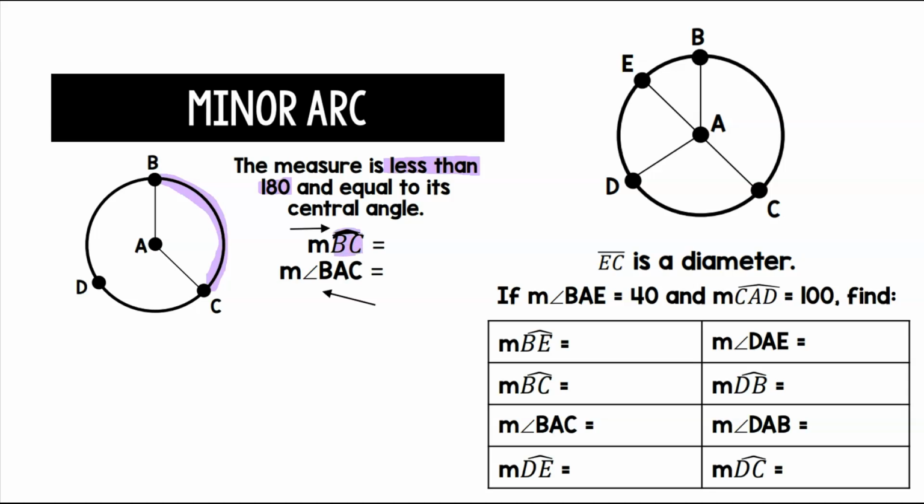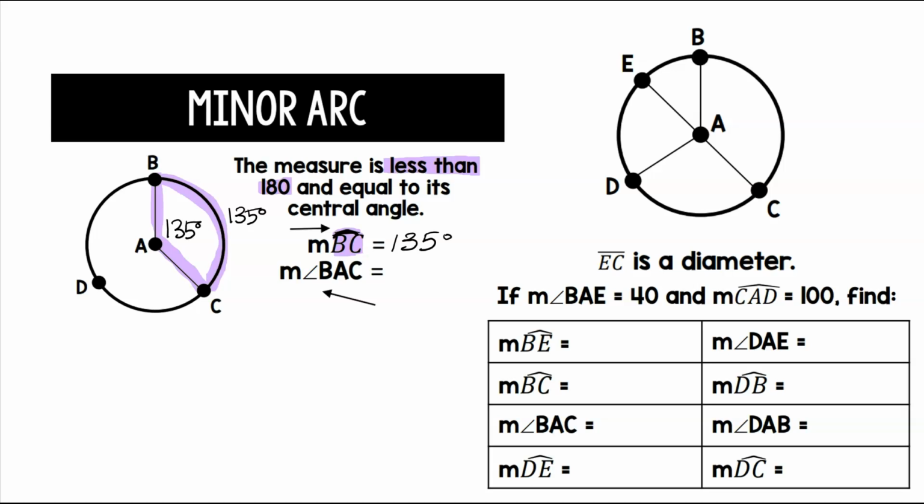Now I'm going to put a number and tell you that the measurement of arc BC is 135 degrees. 135 is less than 180, which makes it a minor arc. So arc BC is 135 degrees. If arc BC is 135 degrees, the central angle by which we intercept that arc must also be 135 degrees.